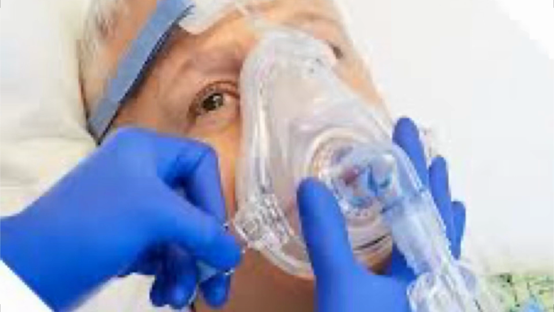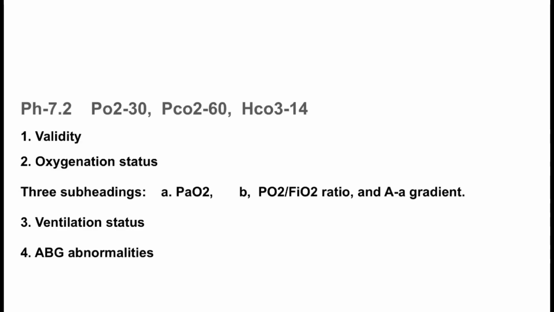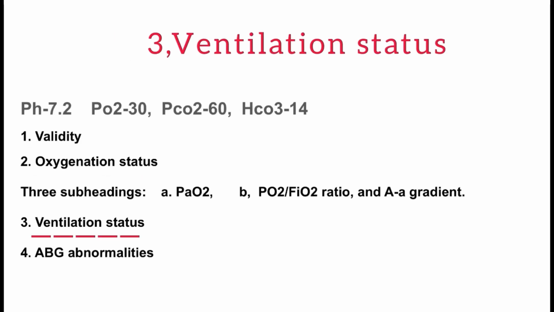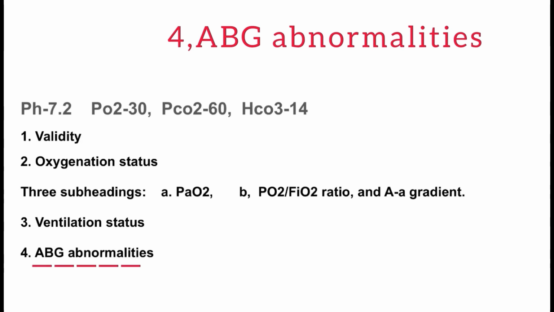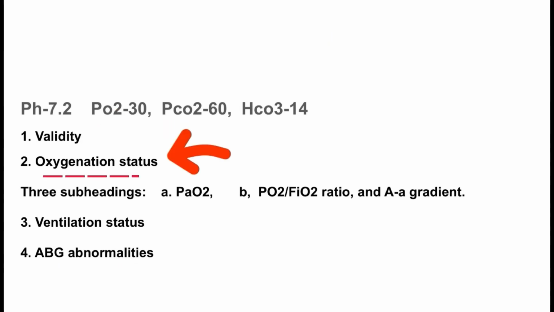So now you know how to calculate FiO2 for each oxygen device. So once more, how to read an ABG? First is validity, then oxygenation, then ventilation status, and last is ABG abnormalities. Validity we discussed. Second heading is oxygenation status.